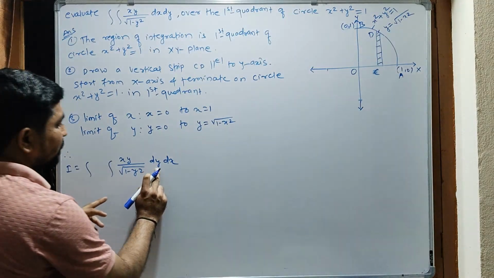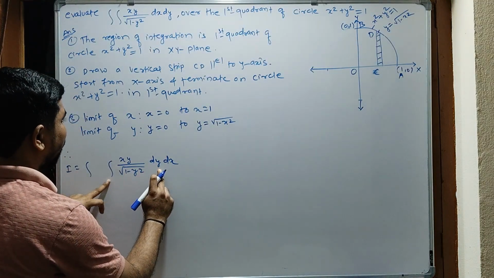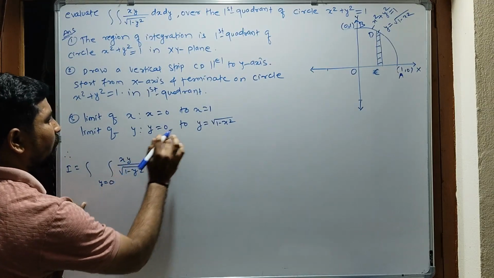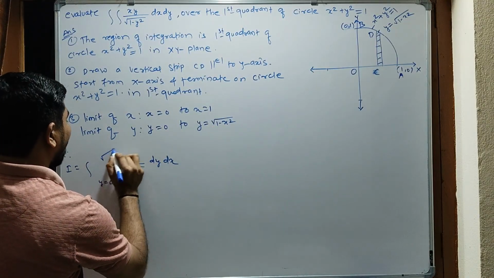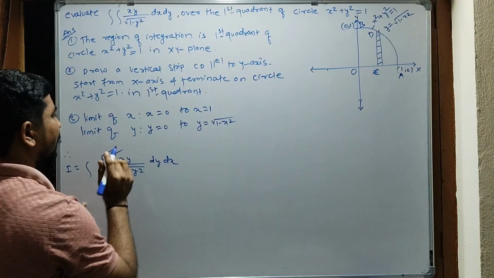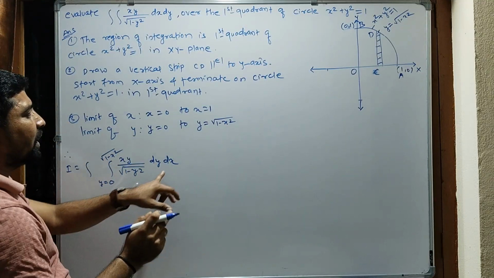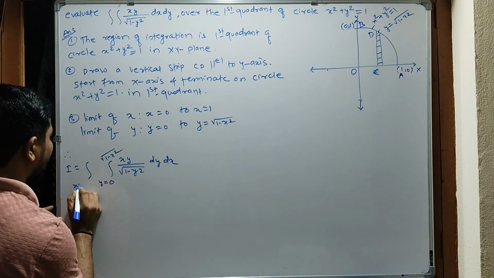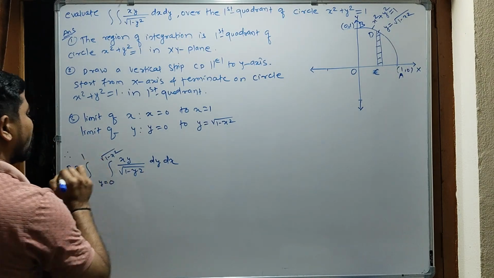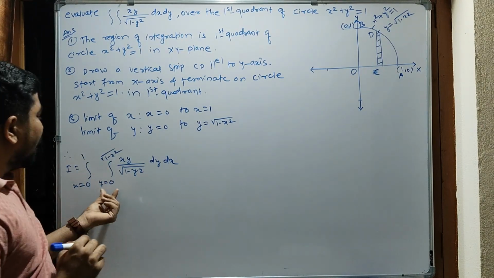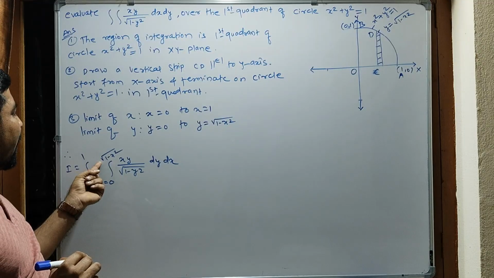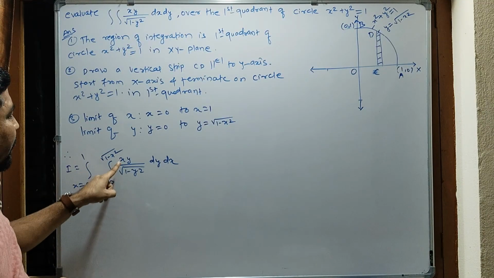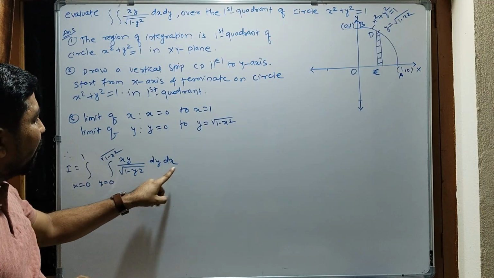If you are integrating first with respect to y, put the limits of y first. So here y equal to 0 to y equal to under root 1 minus x square, and after that I am integrating with respect to x. So put the limit of x. So here x equal to 0 to x equal to 1. So here inner limits y equal to 0 to y equal to under root 1 minus x square, and outer limit x equal to 0 to 1, x y by under root 1 minus y square dy dx.